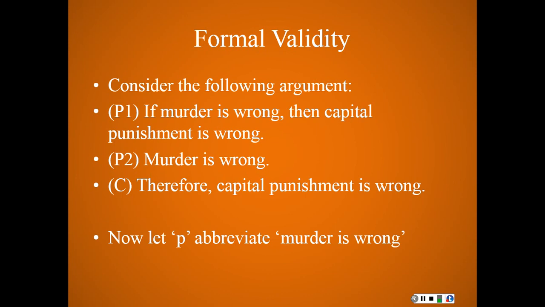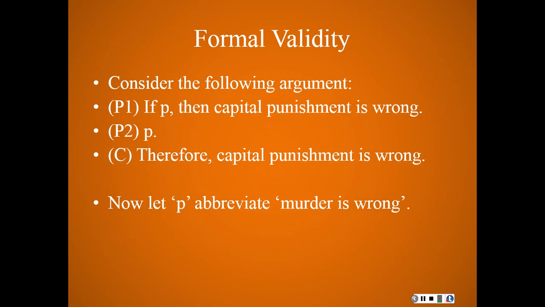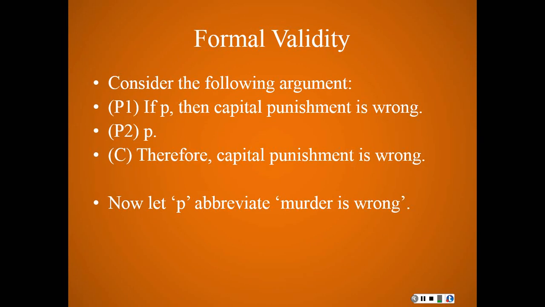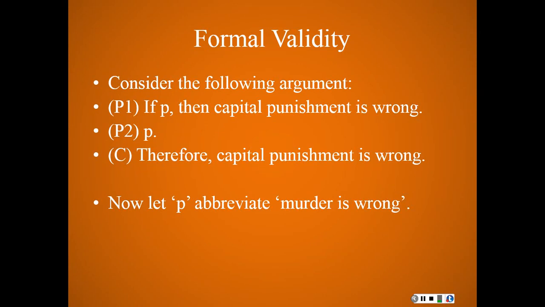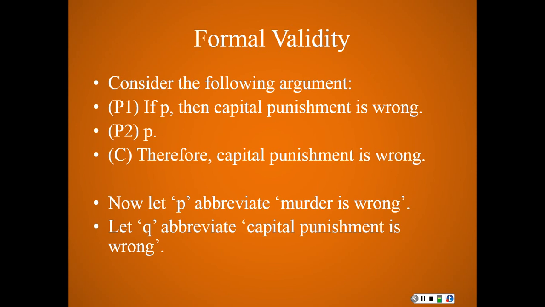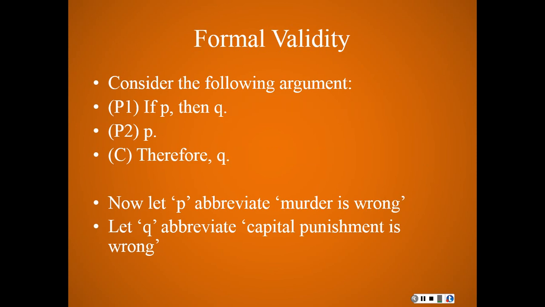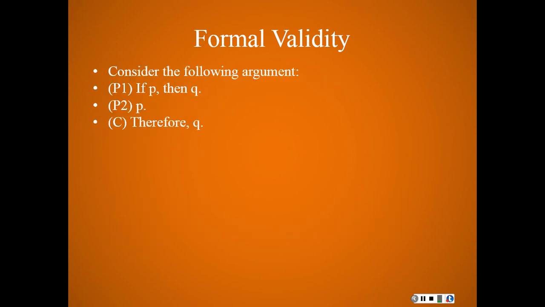Okay, now let's let the letter P abbreviate the phrase murder is wrong in this argument, and let's replace all the occurrences of that phrase with P. And let's also do the same for the phrase capital punishment is wrong. Let's let that phrase be abbreviated by the letter Q, and let's replace all the occurrences of that phrase in the argument with the letter Q. Okay, now we have this argument pattern. If P, then Q. P, therefore Q.